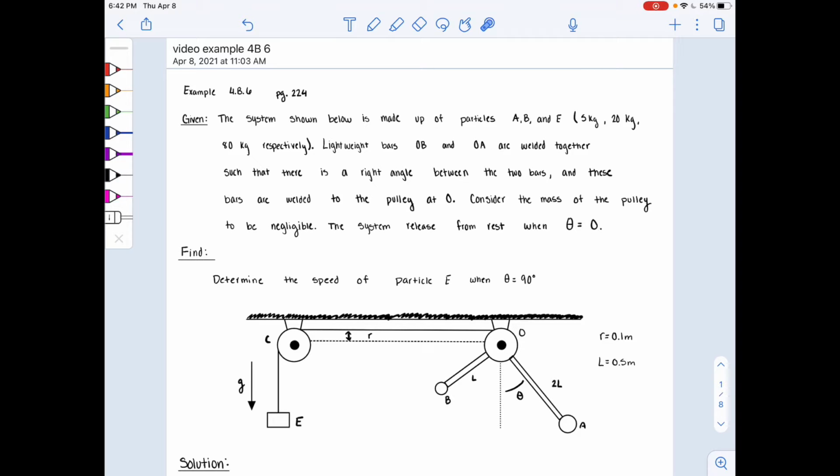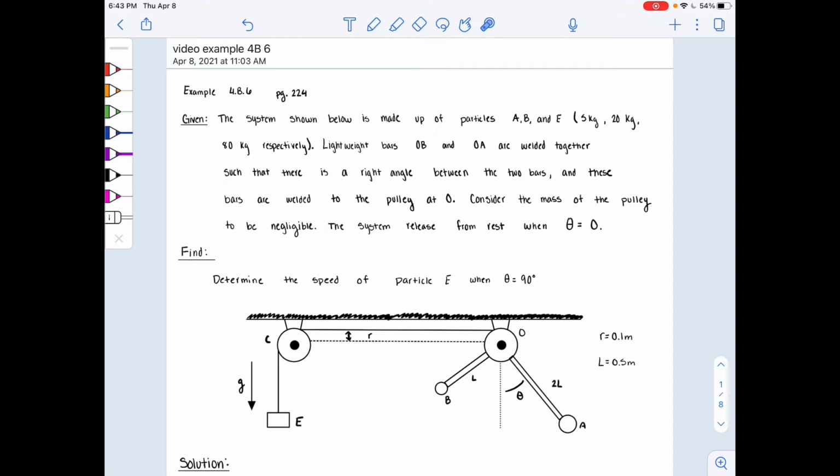All right, so example 4b6, this can be found on page 224 in your dynamics textbook. The given states, the system shown below is made up of particles A, B, and E at 5 kilograms, 20 kilograms, and 80 kilograms respectively.